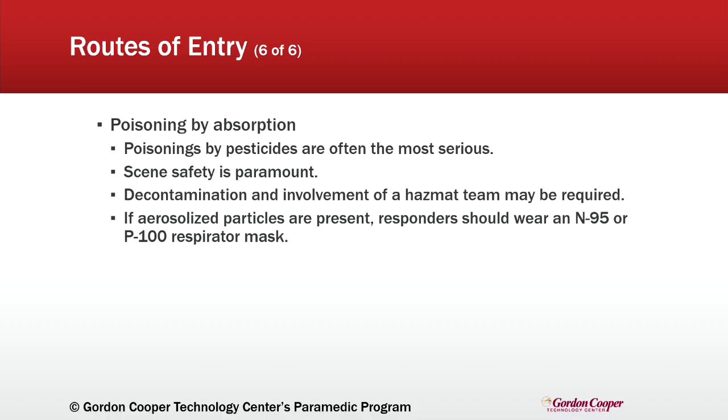Absorbent exposures typically lead to a slower onset of symptoms, which can make it challenging to immediately assess the severity of the exposure. Pesticides are a common source of poisonings, and they are often absorbed through the skin and can cause a range of symptoms depending on the chemical involved. Symptoms may include nausea, vomiting, diarrhea, sweating, muscle twitching, and seizures.